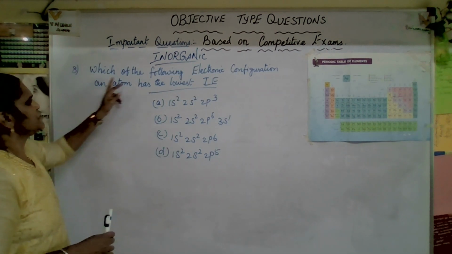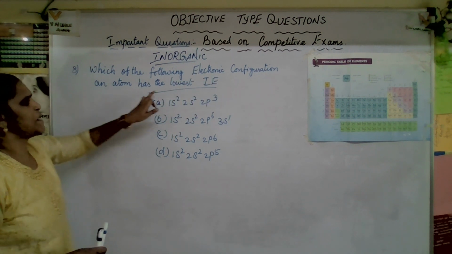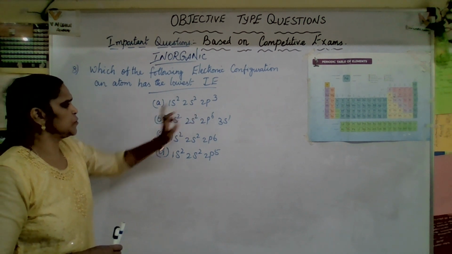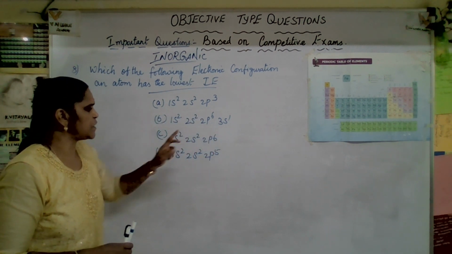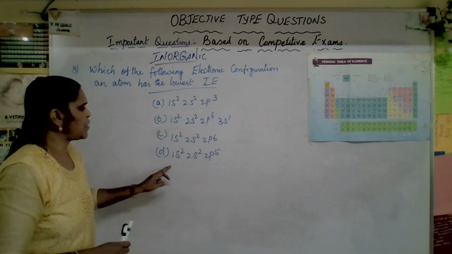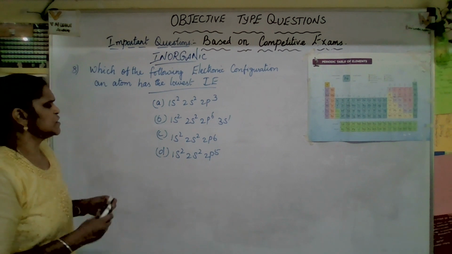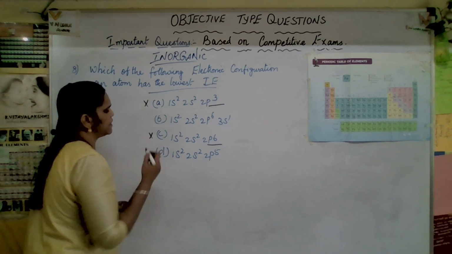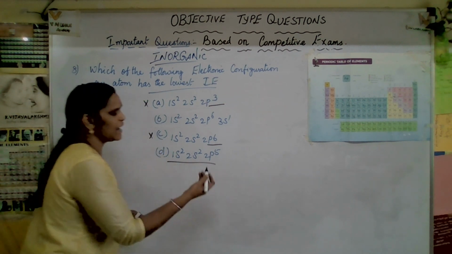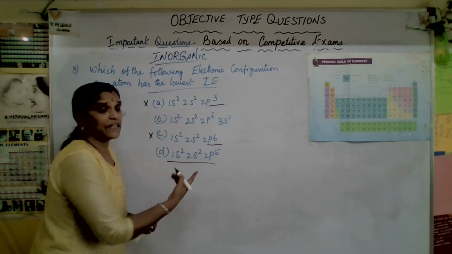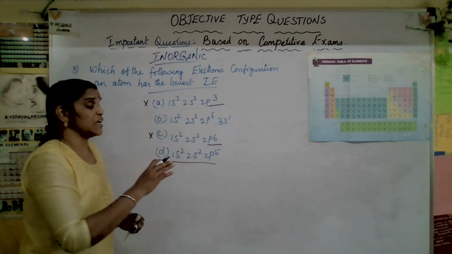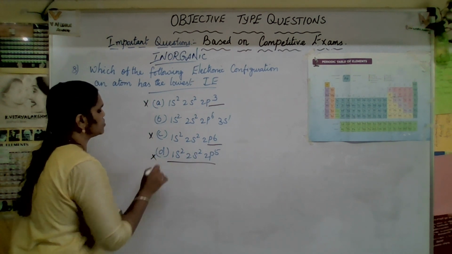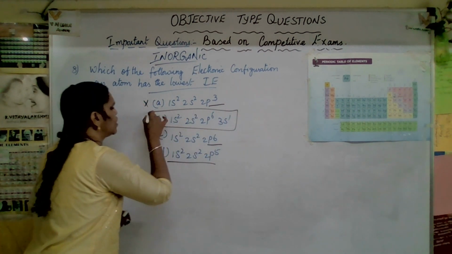The next question: which of the following electronic configurations of an atom has the lowest ionization energy? They have given these options: 1s2 2s2 2p3, 1s2 2s2 2p6 3s1, 1s2 2s2 2p6, and 1s2 2s2 2p5. So this one is half filled and this one is completely filled. These two won't be it. And one needs only one electron to complete the octet, so it requires more ionization energy to remove an electron. That also is not possible. So our eyes will fall on option 2.